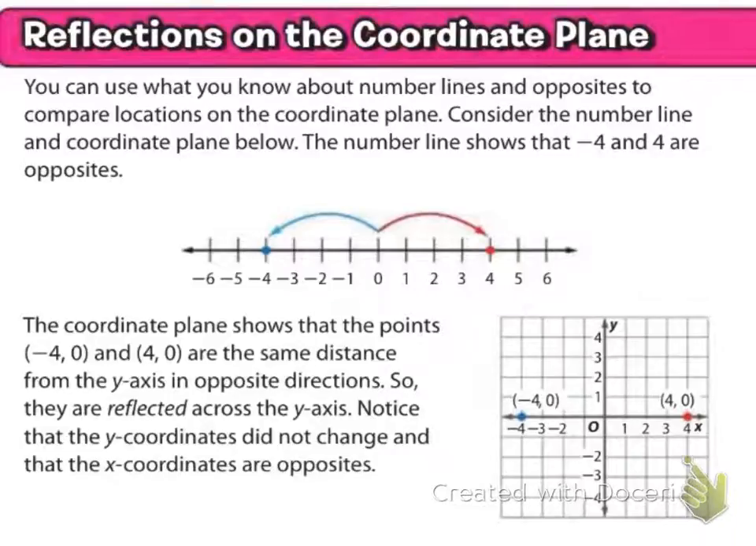So it says reflections on the coordinate plane. You can use what you know about number lines and opposites to compare locations on the coordinate plane. Consider the number line and coordinate plane below. The number line shows that -4 and +4 are opposites. Okay, it's like opening a book.